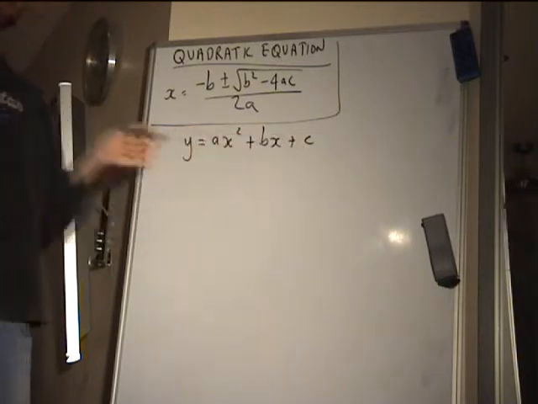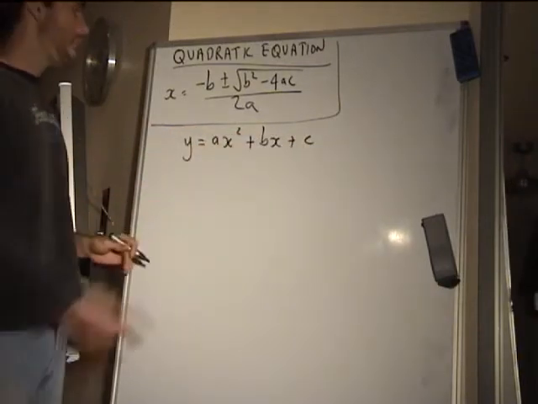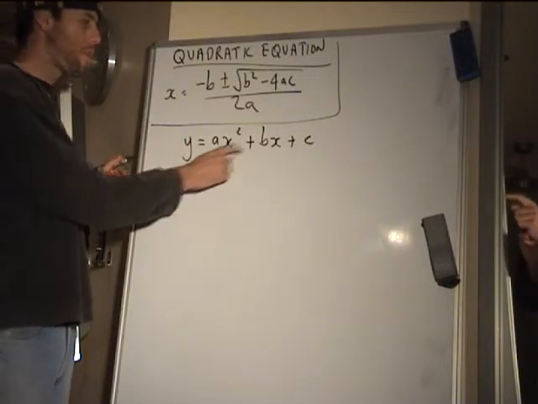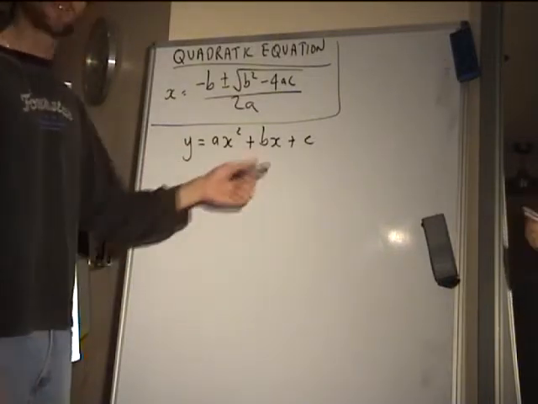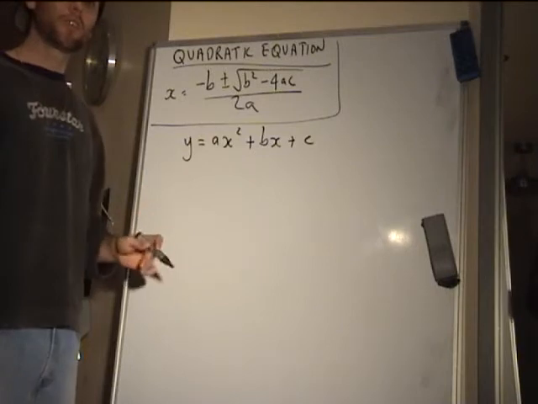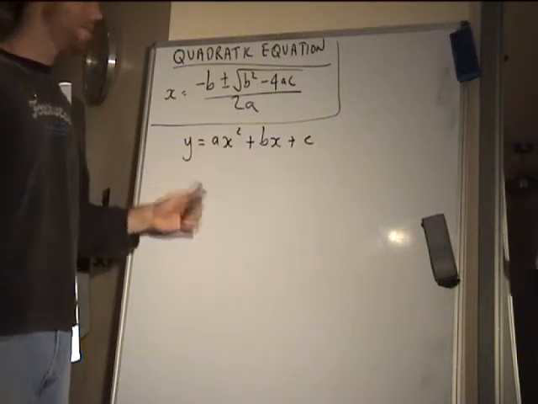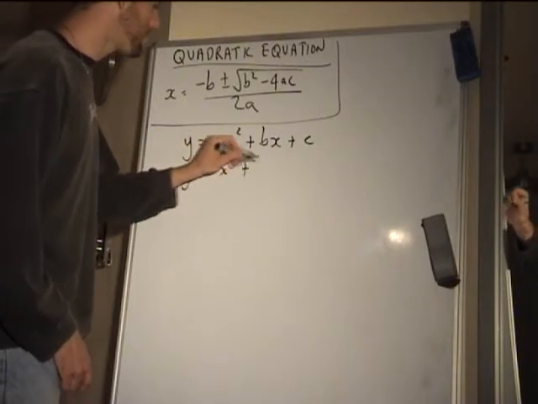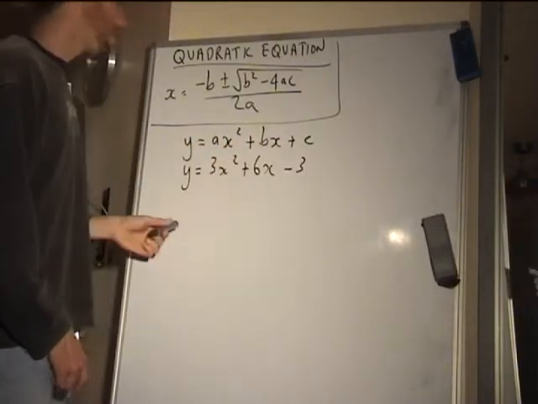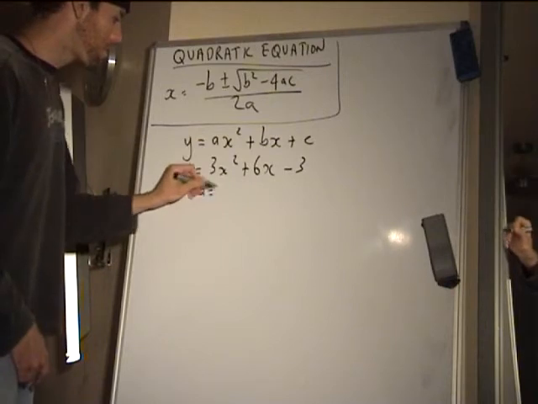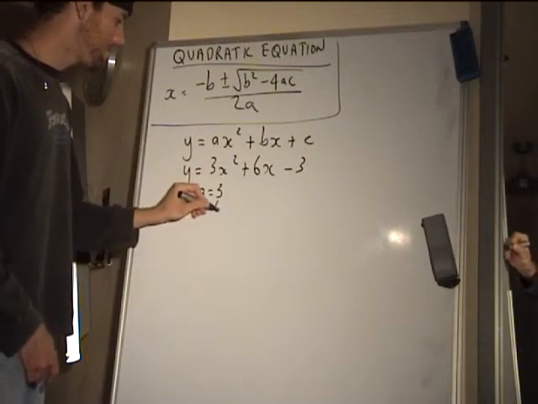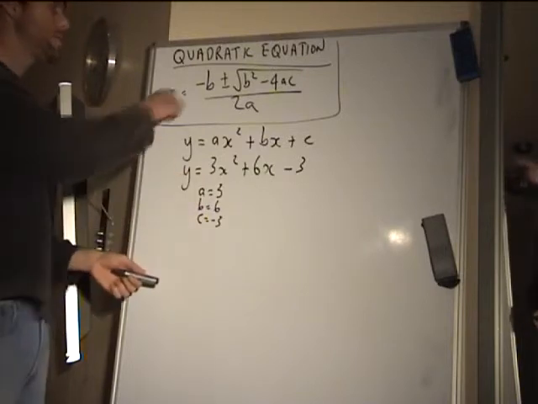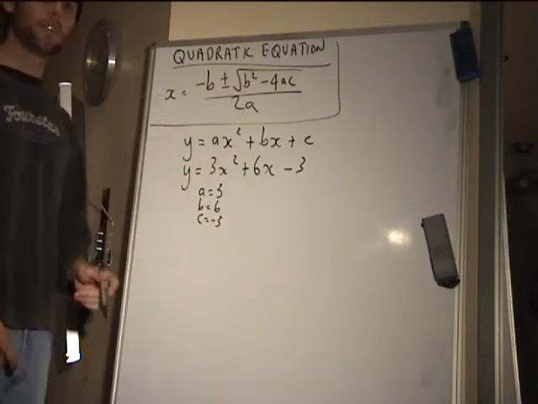Now that's the general form, the standard form, of a quadratic equation, and what we're solving here is: when y equals 0, what does x equal? Normally you can factorize that, but the quadratic formula works no matter what the numbers are. For example, if we have y equals 3x squared plus 6x minus 3, our a becomes 3, our b becomes 6, and our c becomes negative 3. We plug those into this formula here, and that'll tell us the values of x.